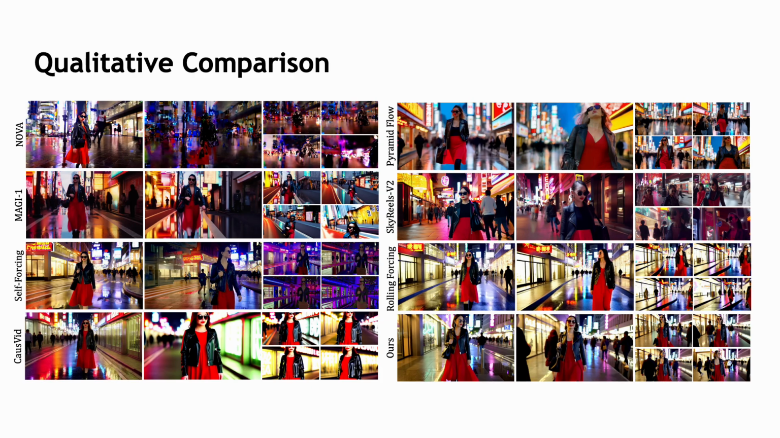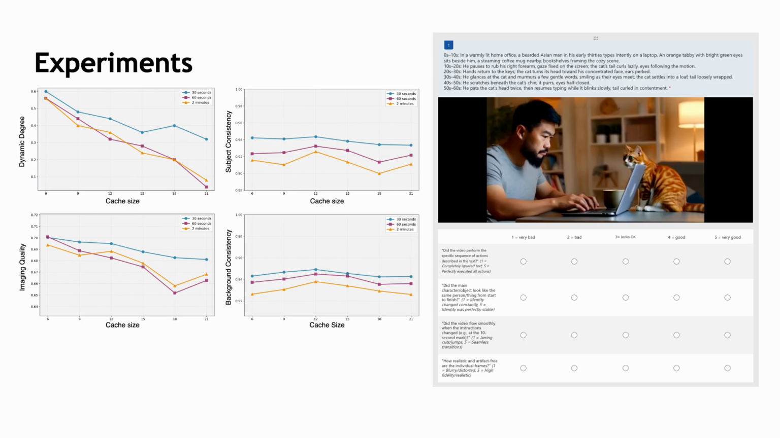Here we compare our method against 7 baselines for long video generation. Our quantitative results confirm the qualitative findings. The plots on the left show 4 metrics across different generation lengths: 30 seconds, 60 seconds, and 2 minutes. Our method consistently outperforms baselines.